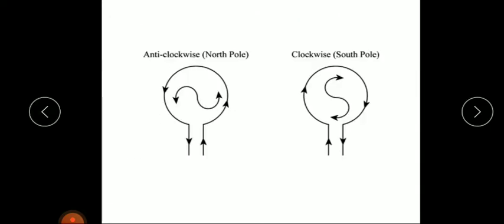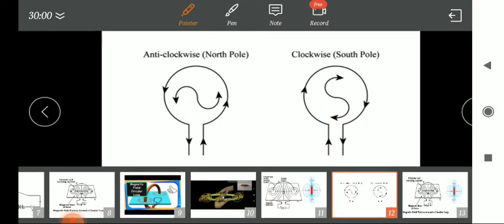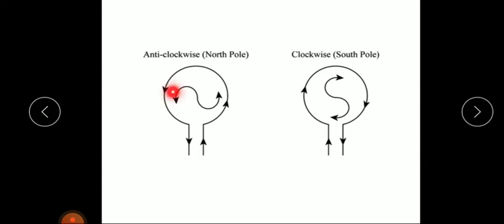So we can summarize, whenever the current passes in the anti-clockwise direction, that face of the circular coil acts as a north pole, and whenever the current flows in the clockwise direction, that face acts as a south pole. So remember the letters N and S. Whenever the current flows in the anti-clockwise direction, that face acts as the north pole, and whenever the current is in the clockwise direction, that face acts as a south pole.